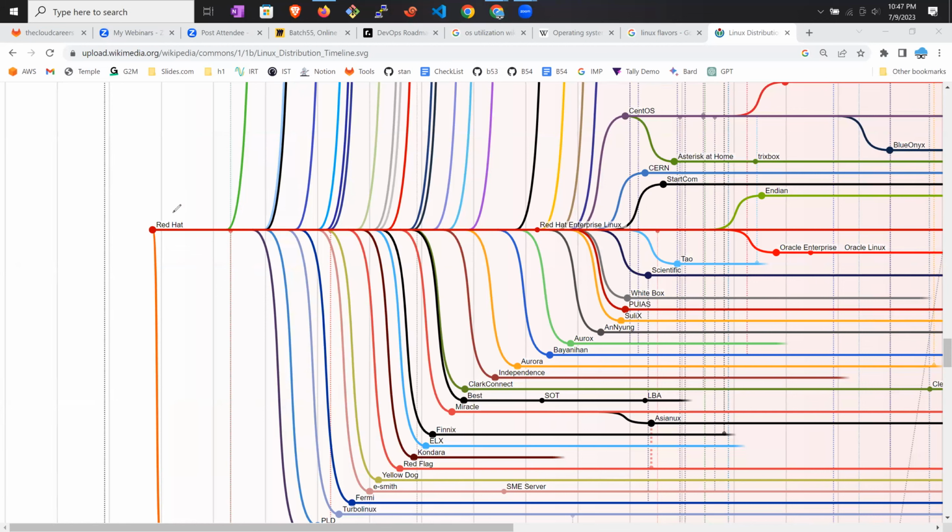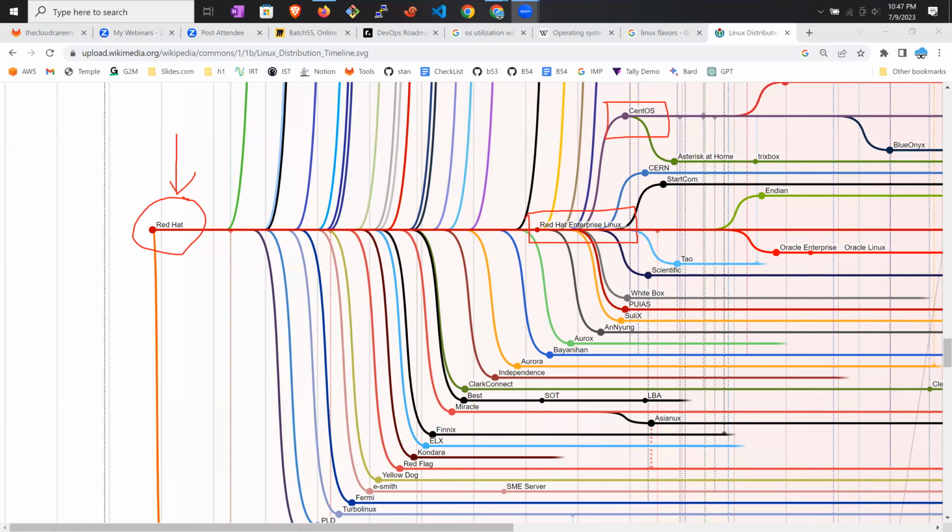Since 90% of the organizations and all the enterprises use Red Hat, we are going to use both Red Hat and CentOS. In an interview, if they ask what flavors of Linux you have used, you just tell them that in my organization we have used Red Hat Enterprise Linux and CentOS. For all the production machines we are using Red Hat, and for non-prod machines we are using CentOS, because of the cost saving. This is how you need to answer.